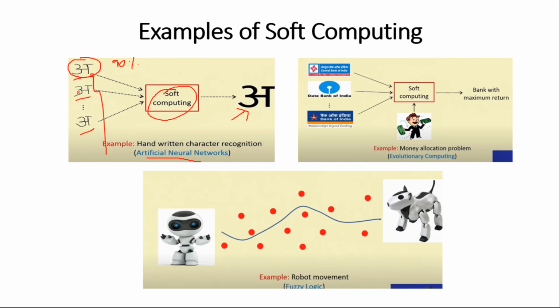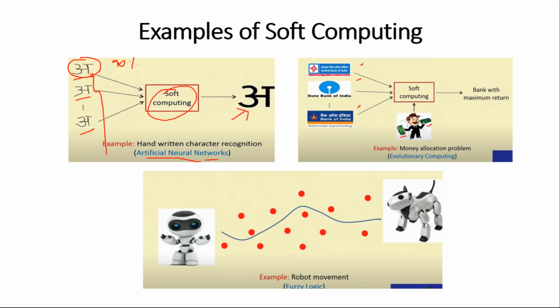So this is character recognition. This is normally done using ANN, artificial neural networks. This is one type of soft computing. Here a person is having money and he wants to invest his money in different banks. He doesn't want to invest in one bank. He wants to invest the money in different banks and achieve maximum return.